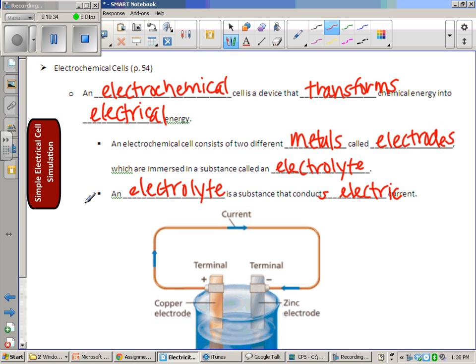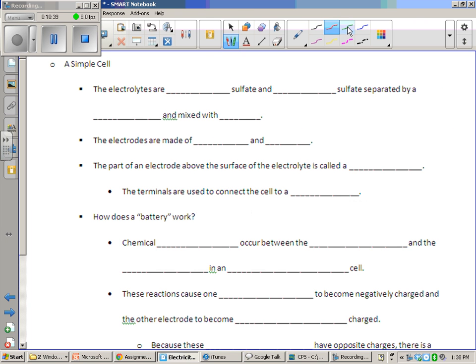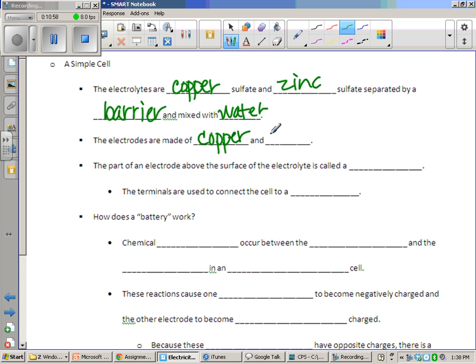Okay. So what happens? The electrolytes are a copper sulfate and a zinc sulfate, which is separated by a barrier and mixed with water. The electrodes then, that's the metal pieces, they're made out of copper and zinc. The part of the electrode that's above the surface of the electrolyte is called a terminal, which we've used that term before. The terminals are used to connect the cell to a circuit.